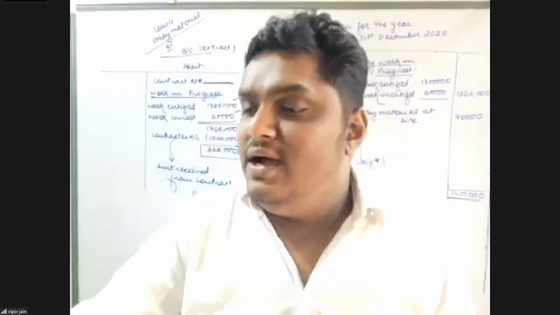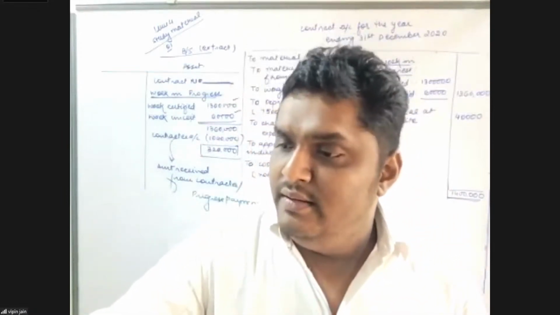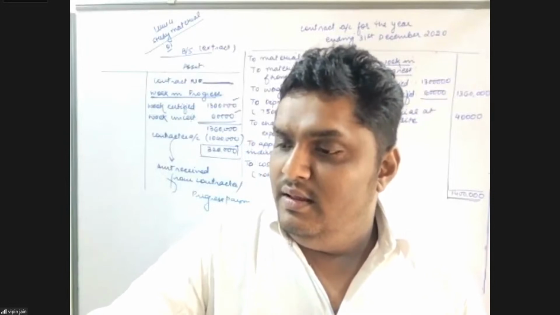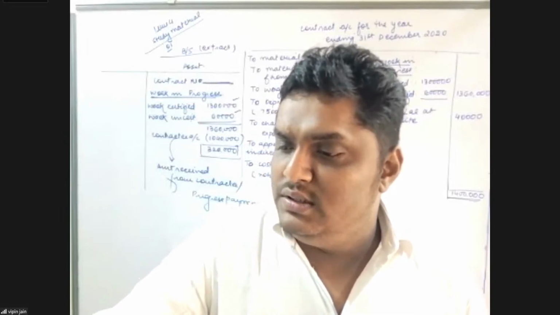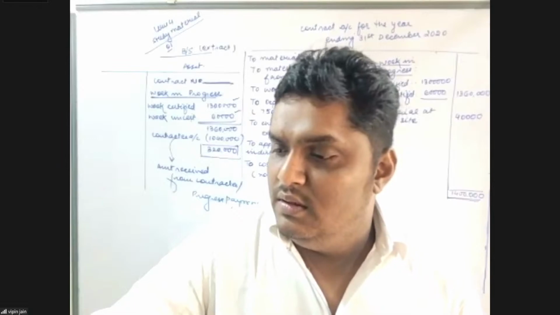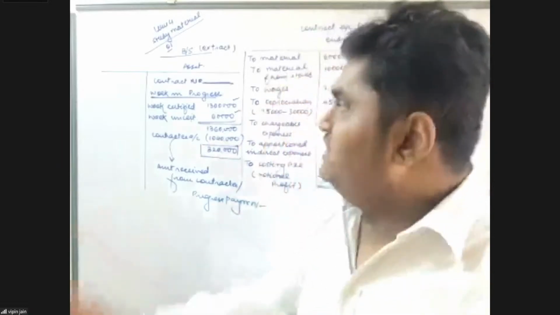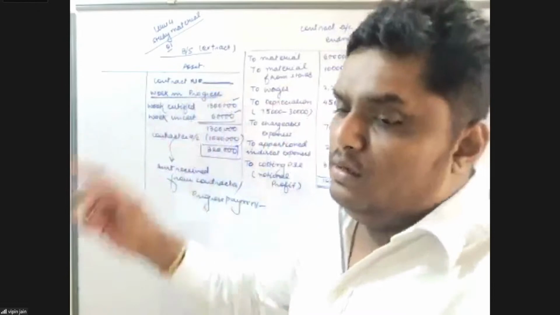Anyone else having any doubts, queries? Mayur Gupta, any doubts? Shown in balance sheet asset side as contract number.